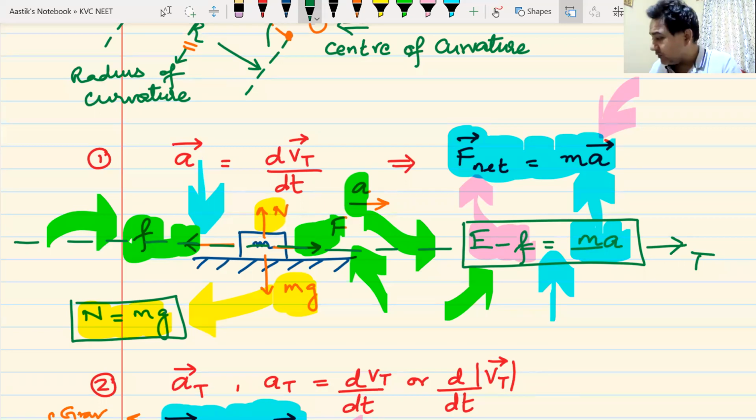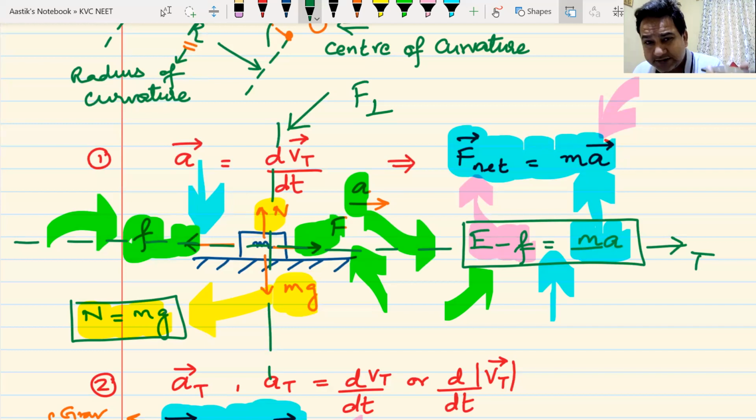Remember, this motion was happening on this plane. This was the plane on which the motion was happening. This direction was tangential. One direction was radial, which I cannot show here on this plane. And the third direction was perpendicular. So if I draw this axis, this was the perpendicular axis. And along the perpendicular axis, the net force was 0. So even this question was done with tangential, centripetal, and perpendicular directions.